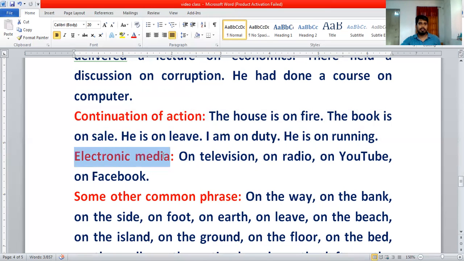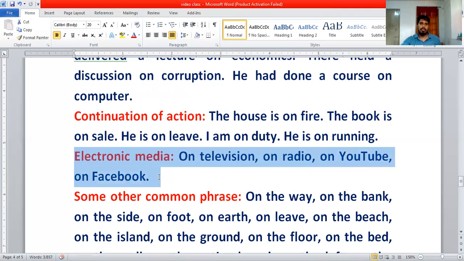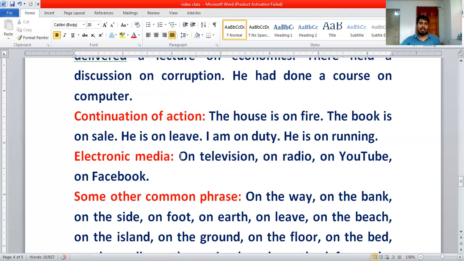Dear learners, preposition on is also used to speak about electronic media. Whenever you suggest an electronic media, you have to use the preposition on, such as on television, on radio, on YouTube, on Facebook. I heard the news on television. I got the information on YouTube. I saw a picture of you on Facebook. So to suggest electronic media, we have to use preposition on before it.